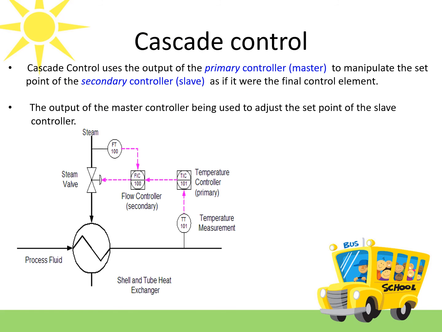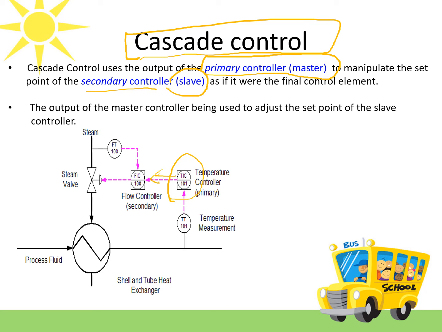Okay, another type of control other than feedback and feed-forward is cascade control. In cascade control, there are two controllers. The first one is the master or primary controller, and the secondary controller is called the slave. Now in cascade control, the output from the primary controller will be used as the set point for the secondary controller.